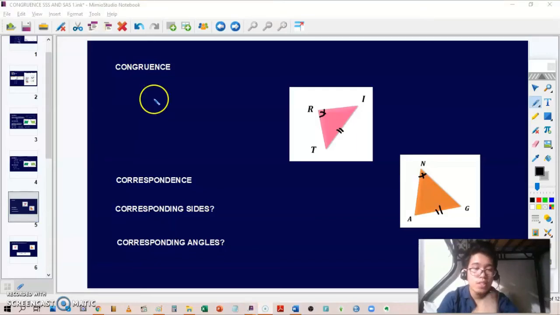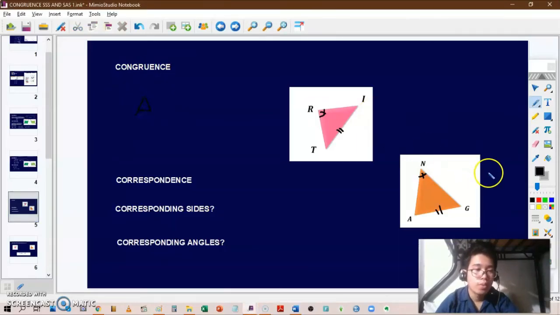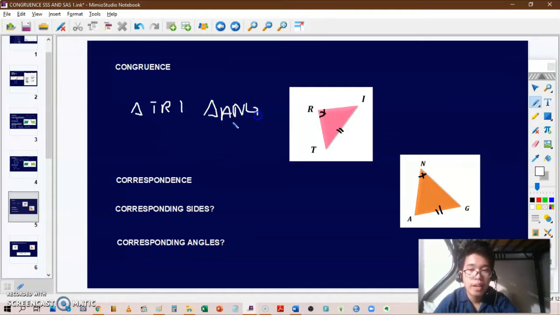Okay, so guys, let's say for example we have here two triangles. We have triangle TRI and triangle ANG. We can say right off the bat that angle T and angle A are corresponding angles, angle R and angle N are corresponding angles, and angle I and angle G are corresponding angles. So they work like that.